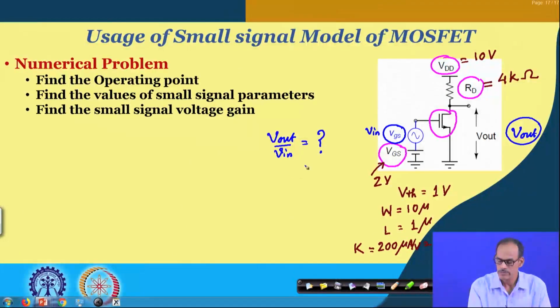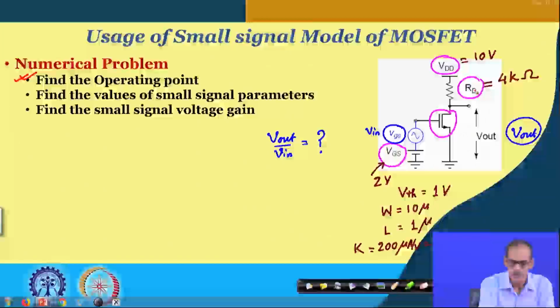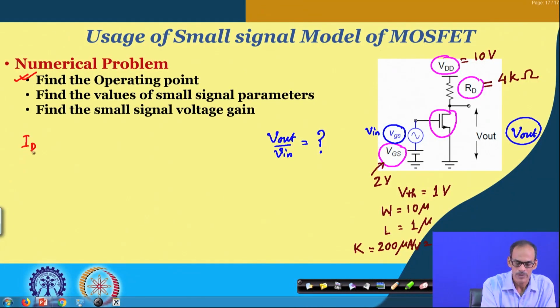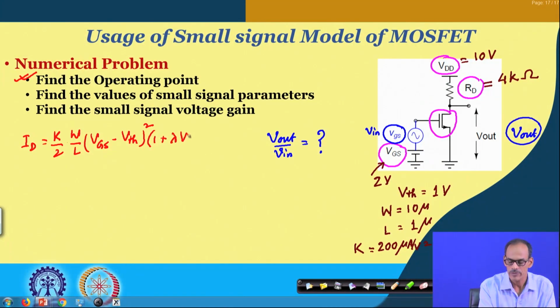First of all, the small signal parameters depend on the operating point. So, the first thing is that we need to find the operating point, and to do that, you consider the DC part and find the IDS. So, IDS equals K by 2 W by L (VGS minus VTH) square and then (1 plus lambda VDS). For the time being, let us consider lambda is very small, so approximately equals to 0.